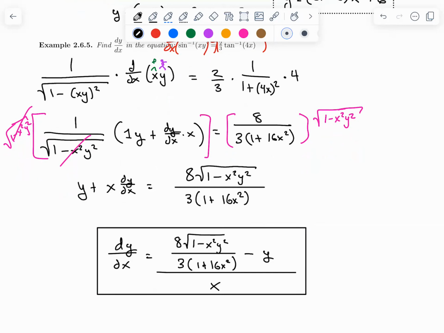It's a DIY derivative. Any questions on that? All right.